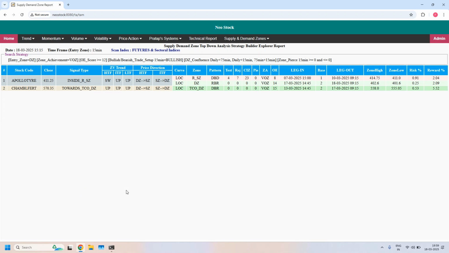So in these, 15 minutes demand zones are overlapped with 75 minutes demand zone. Both together again overlapped with daily demand zone. And daily trend is up in only one stock. If this daily demand zone is having daily EMA confluence, then this 15 minutes demand zone might be having more high probability to get success. Let's verify.